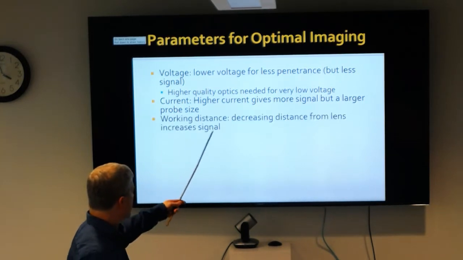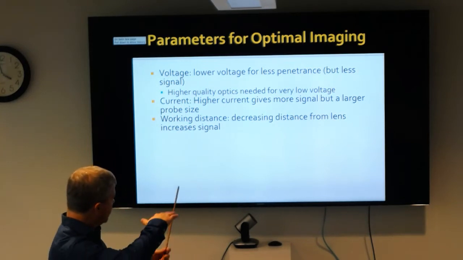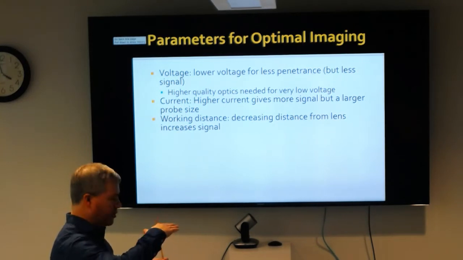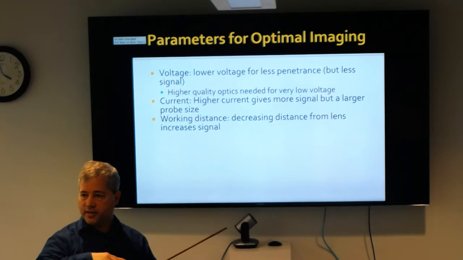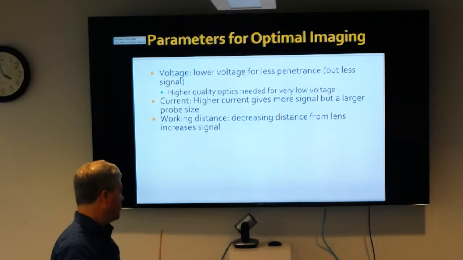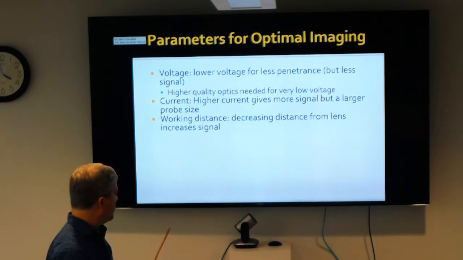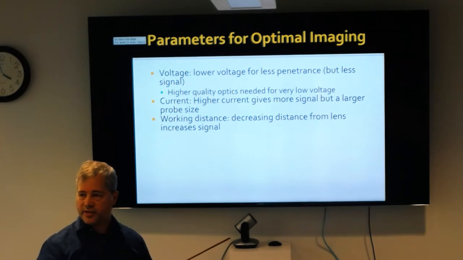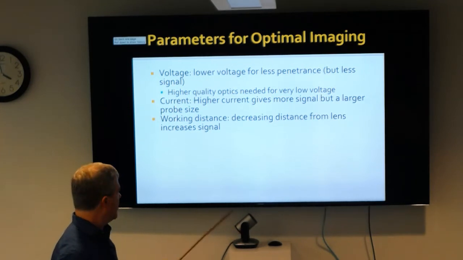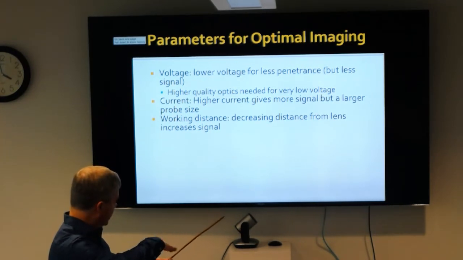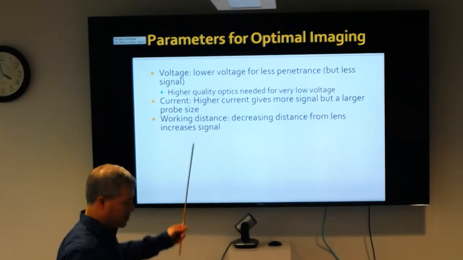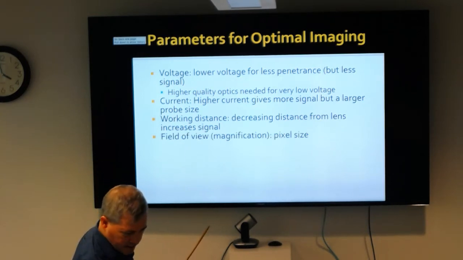You can also control the working distance. Basically you can control how close your sample is to the lens. Our standard working distance is 4 millimeters, but you can go quite a bit closer, down to 1 millimeter if you want. Depending on the sample, you can decrease the distance from the lens to increase the signal you get.